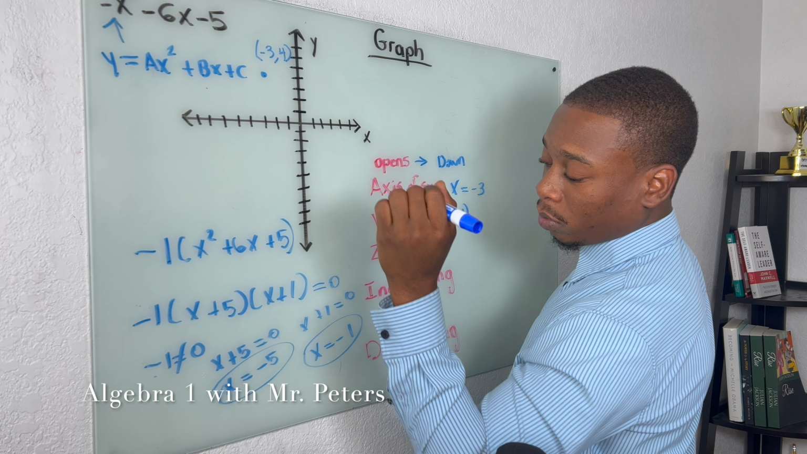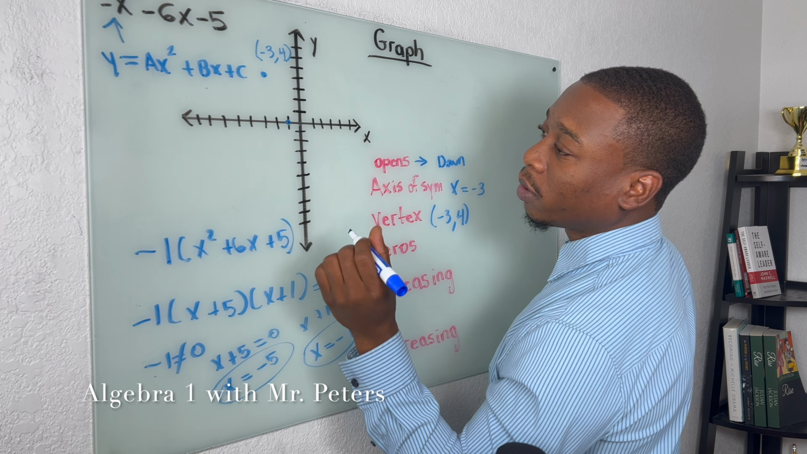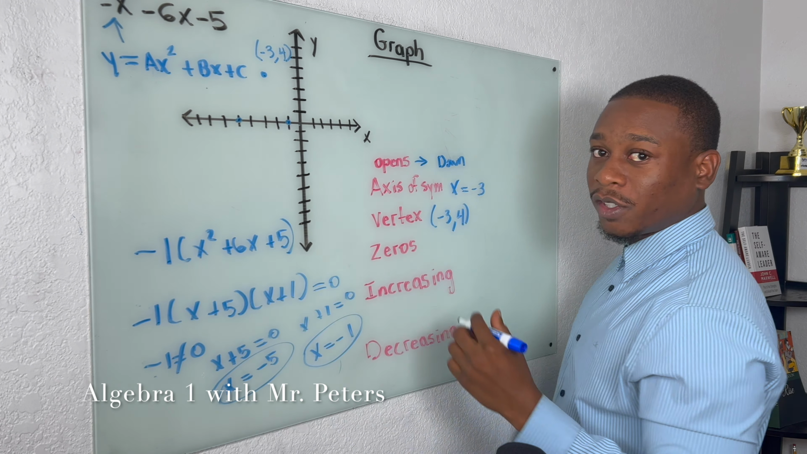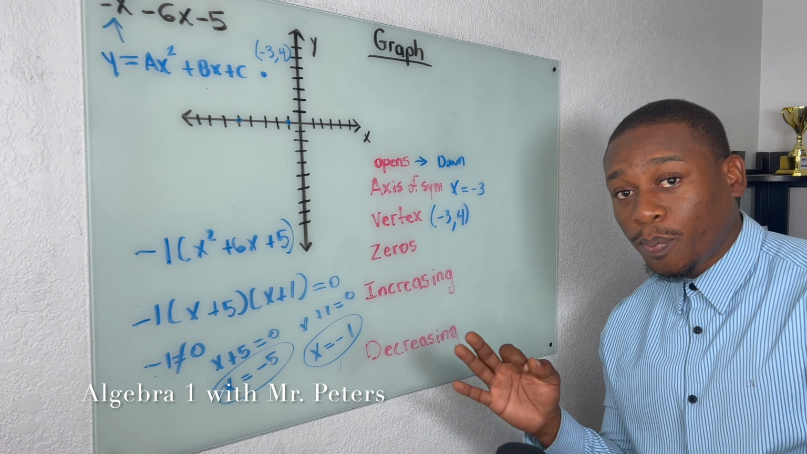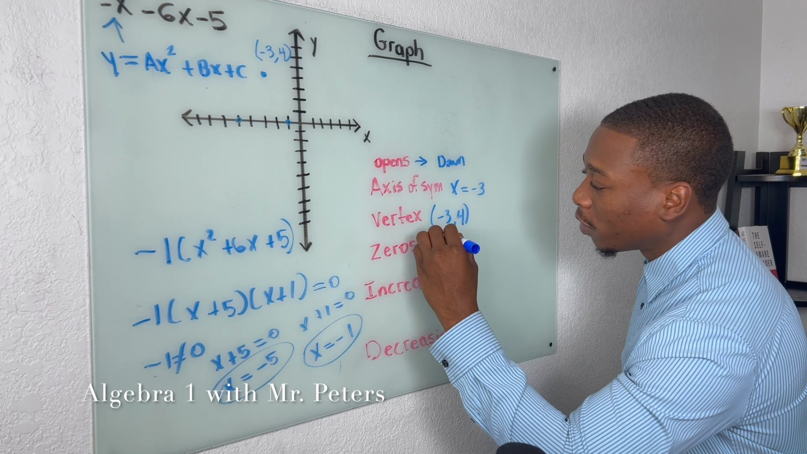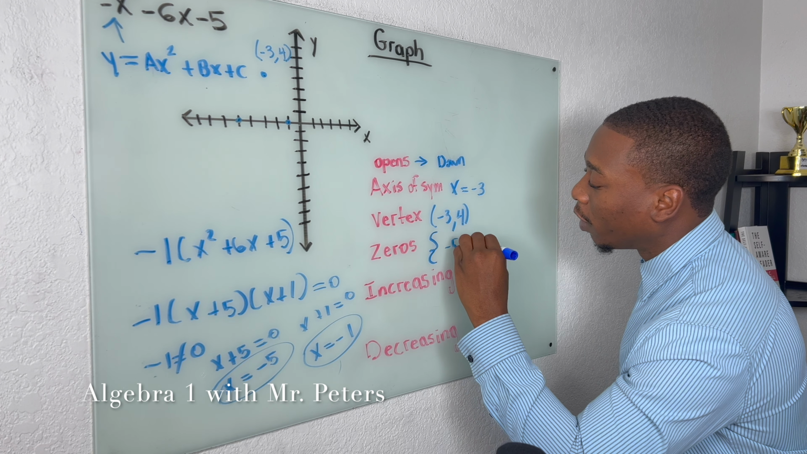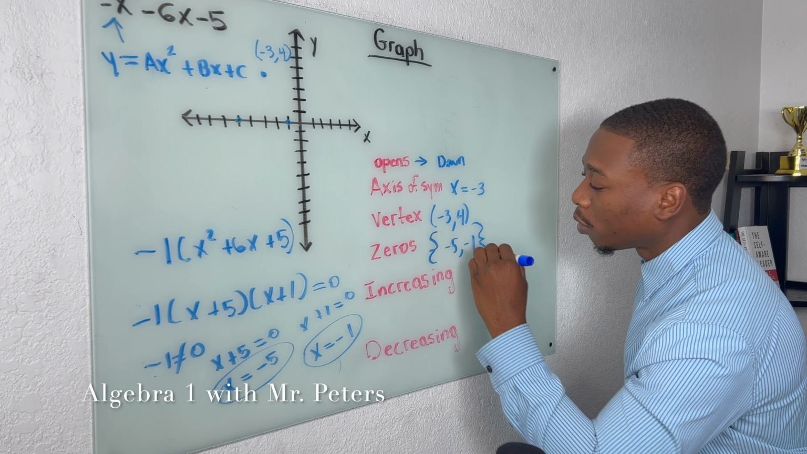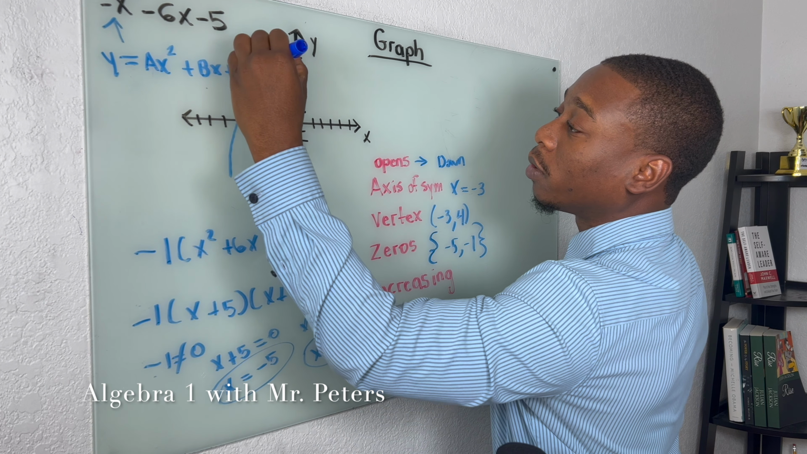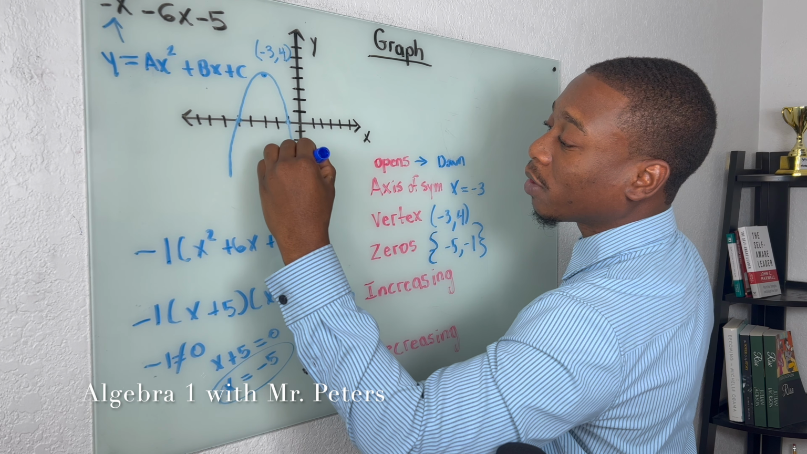So we have -1, 0, and we have -5, 0. So now we have 3 points for us to create our parabola. And let's fill this in. So -5 comma -1. And we're now going to draw our parabola. So our graph should look something like this.